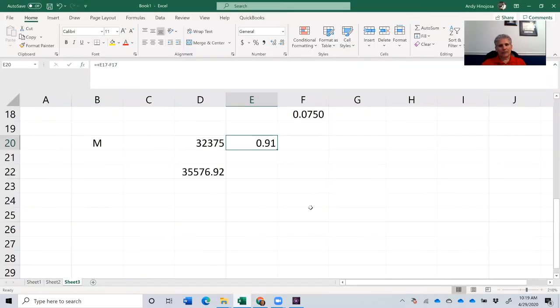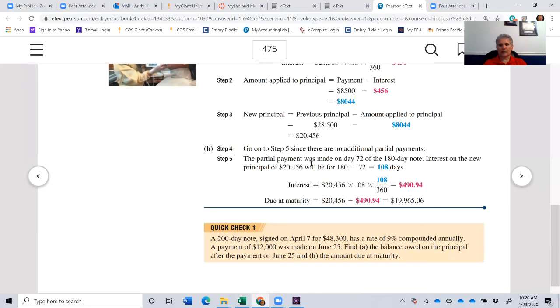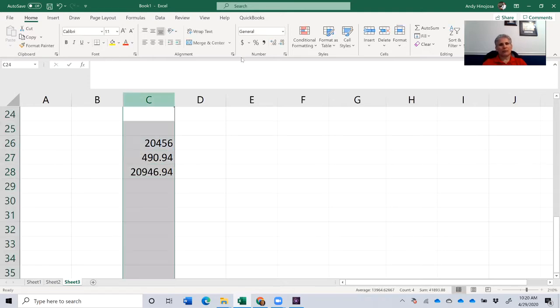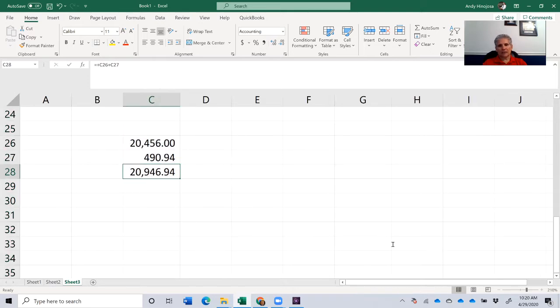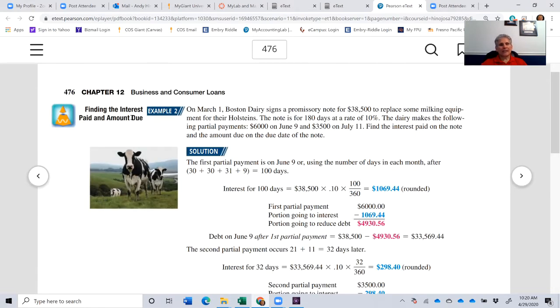So the right answer would be 20,456 plus 490.94. At maturity, she will have to write a check for $20,946.94, not what they came up with. I'm sure the rest of the problems are correct, but just so that we know, you need to add that, not subtract it. Okay, finding the interest paid and the amount due.